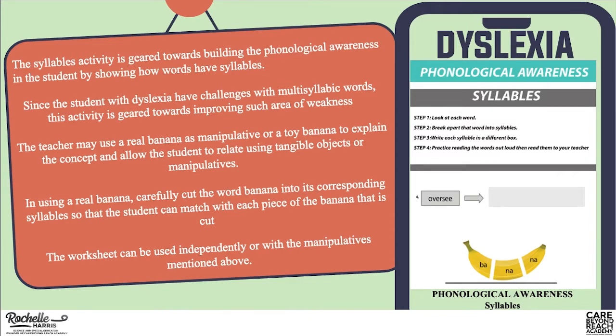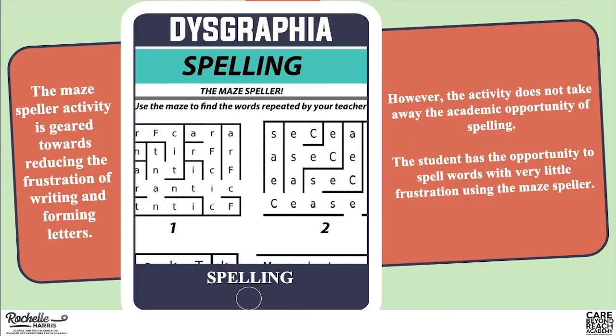Good. So you want them to be able to identify the steps. Look at the word, break it apart into syllables, write each syllable in a different box, and each box will represent a part of the banana. So you practice doing this and reading out the words aloud, and then you read them to the teacher. Right? So these are some activities that you can use to help build confidence and help students with dyslexia as it relates to phonological awareness.